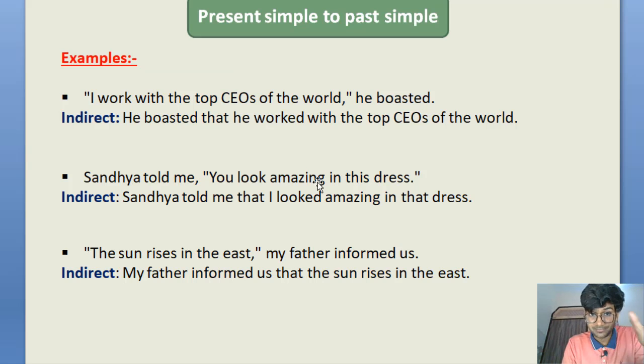Present simple to past simple. Examples. I work with the top CEOs of the world. He boasted. All right. He boasted. He was trying to show off. I work with the top CEOs of the world. He boasted that he, who is I? This guy. He, third person. So we have to change I into he because that is the guy. Okay. He boasted that he worked.